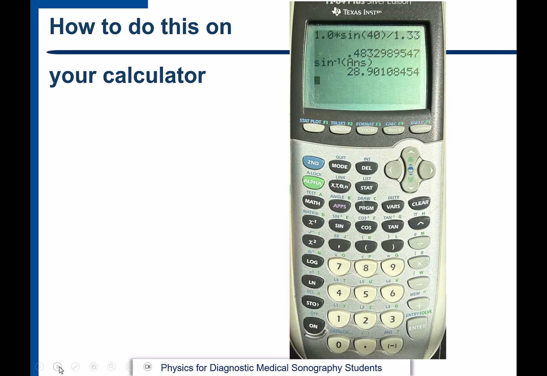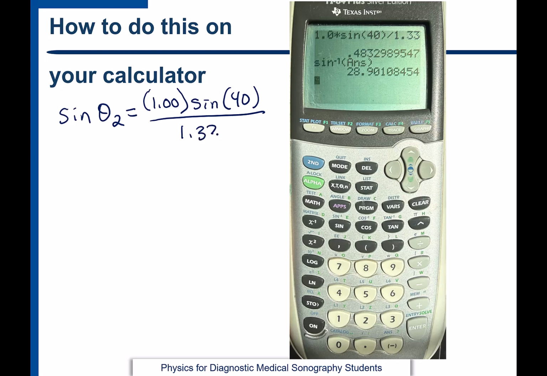You'll notice that on my calculator screen, I have the calculation. So again, we had sine of theta 2 is equal to 1 times the sine of 40 degrees divided by 1.33. Notice here I literally typed that in: 1 times the sine of 40 divided by 1.33. And my calculator gave me this answer. And so that's how I know that sine theta 2 is equal to 0.48329 dot dot dot.